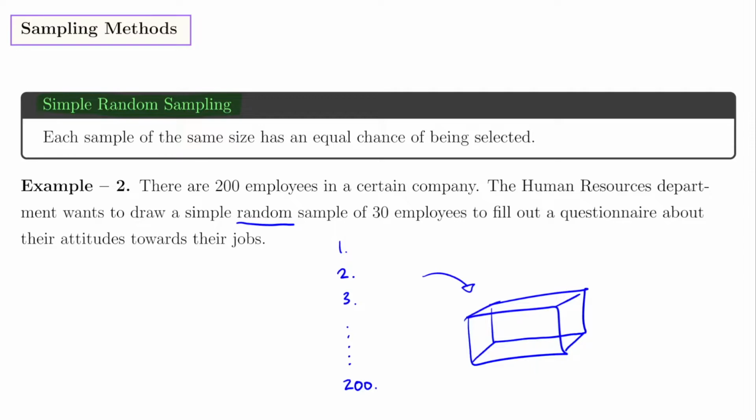Or if you had access to technology, you could use a computer to generate from the numbers 1 to 200, 30 random numbers. The 30 employees' names who come associated with those numbers that we've selected would be the employees who fill out the questionnaire. So that's our idea of simple random sampling.